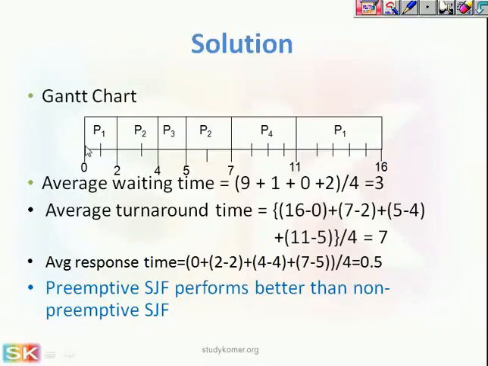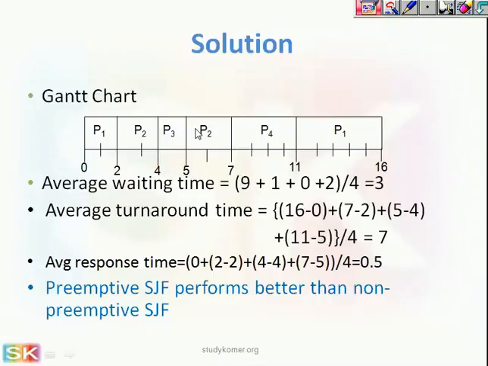in the starting it has waited for 0 seconds. Then at time 2 it left the CPU, and process P1 got the CPU again at 11. So from 2 to 11 P1 was waiting, right? So in the starting it waited for 0 seconds, and after that it got the CPU again at 11. So 11 minus 2, 9 seconds. Overall this process P1 waited 9, right?